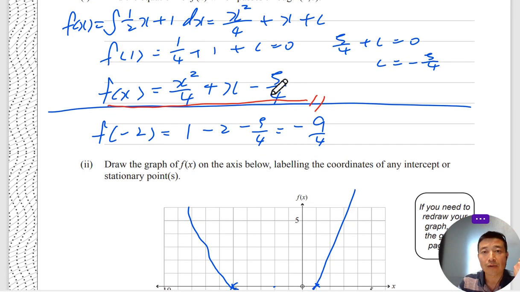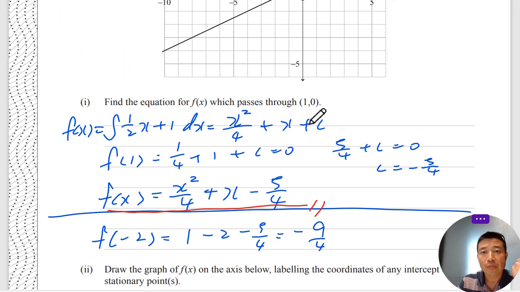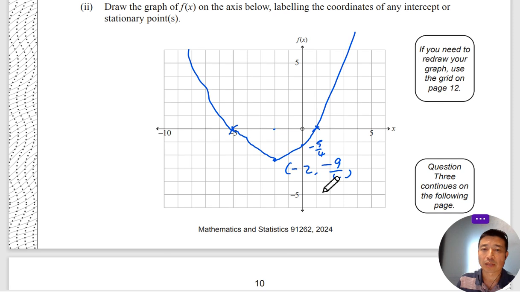And then, oh, by the way, negative 5 over 4 must be the y-intercept, right? Right here. And remember, it passes through 1, 0. So that's the information. So 1, 0 here. And because it's a parabola, it's got to be symmetrical. So 3 units from the center and 3 units from the center. So that must be negative 5, right? So these are 3 key points, key features, and join them together to draw a nice upright parabola.